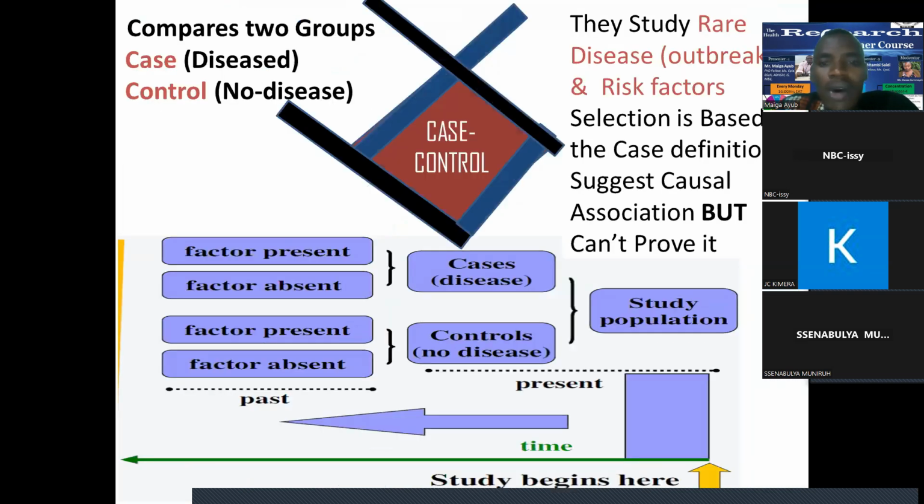So how about what we call the case control study design? In a case control study design, they compare two groups, a case and a control. The cases are the ones that have the disease and the controls are the ones that don't have the disease. This is a study design used to study rare diseases. Let me give you an example in outbreaks.